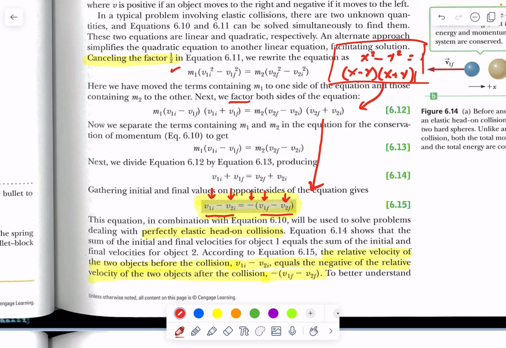Another way we can say it is this: the relative velocity, that is comparing the one velocity to the other initially and the one velocity to the other finally, the relative velocity of the 2 objects before collision equals the negative of the relative velocity of the 2 objects after collision.